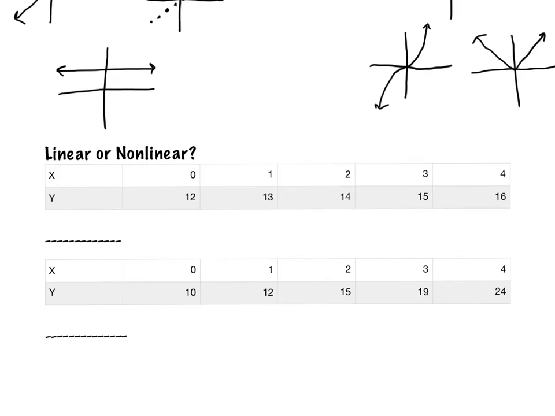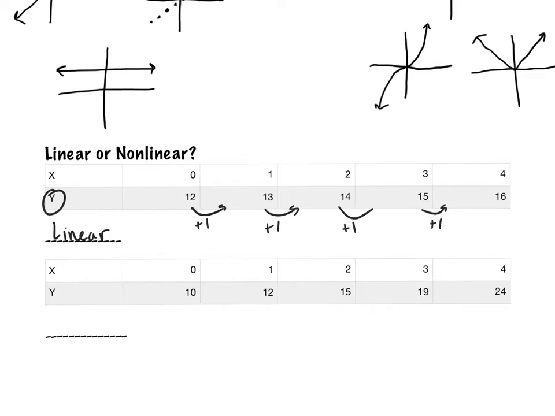So what about from a table? All right. When I look at the table, I want to look at the y values, and then I want to see what the difference is. So from 12 to 13, how do I get there? Add 1. 13 to 14? 1. So if the difference between the y's is the same every time, I have a linear function. Okay, so that's really what we looked at yesterday.